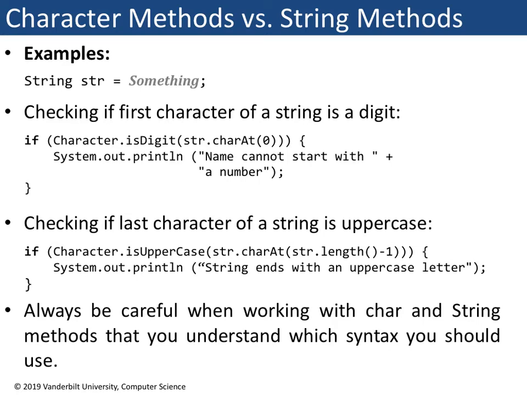So always be careful to use the right syntax, because if you're dealing with a string object, you use the variable name, dot, and then whatever method you want to use. However, if you're using the character wrapper class, you always use the name of the class, which is Character. So there's no way to create an object of type character, because character is not an object class. So to use it, we name the class Character dot, and then the method name is isDigit.